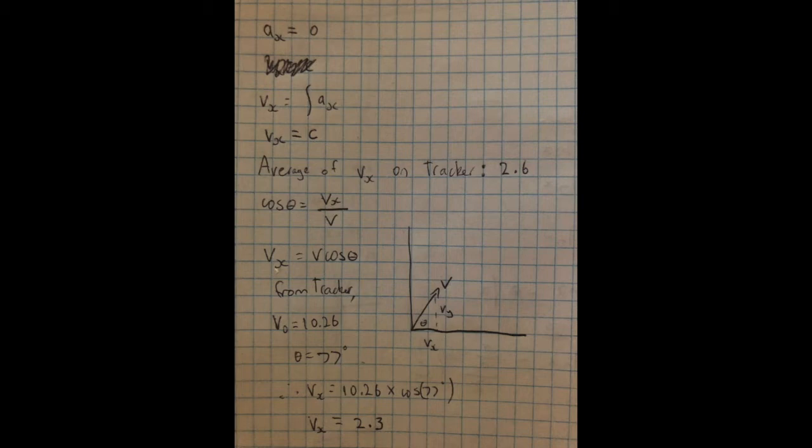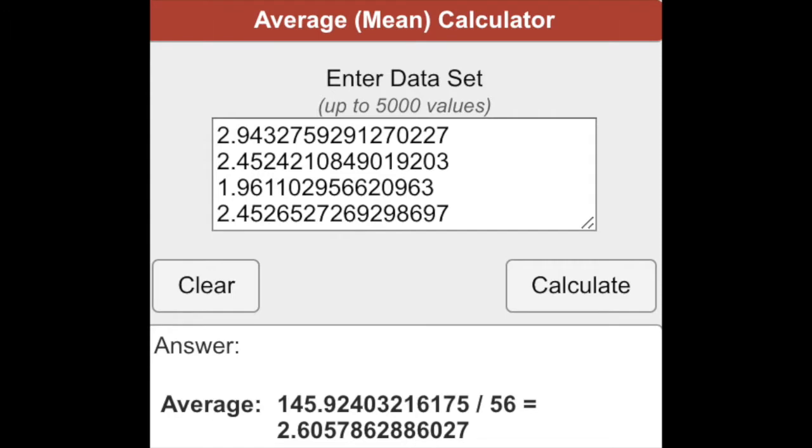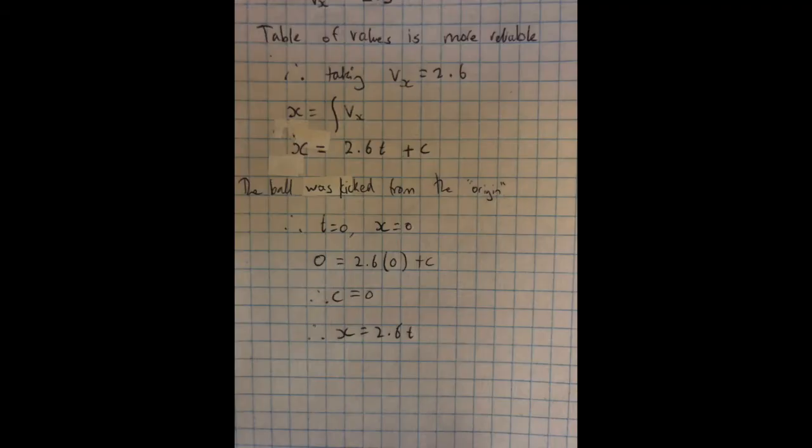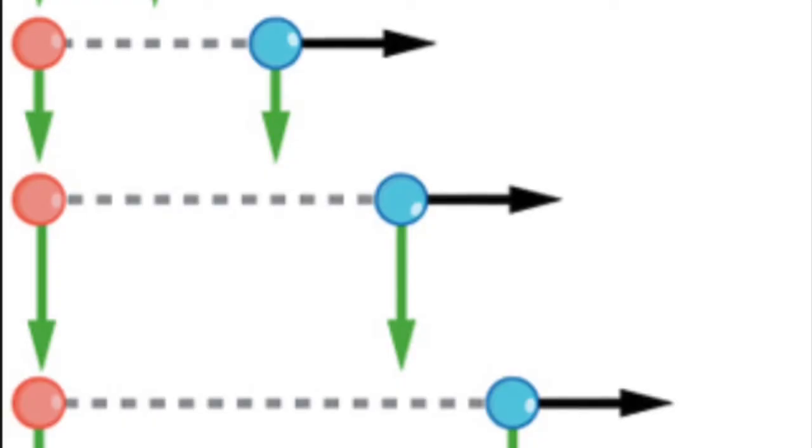However, because the table of values is more specific for what we want, and more reliable in terms of data, I chose to get the average, which ended up being 2.6 meters per second. To get the function of displacement in the horizontal direction, I integrate again, giving me a final equation of x equals 2.6t. This was because I chose the starting point of the ball's flight to be at the origin, not shifted forward or backward at all. Now to move on to the vertical equations of motion.